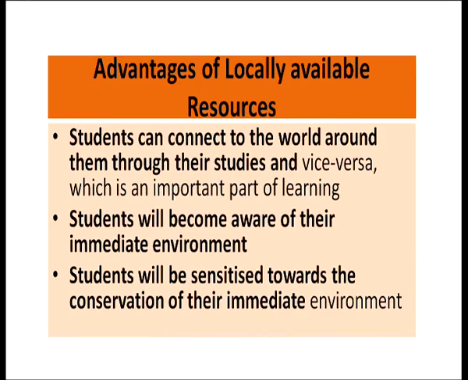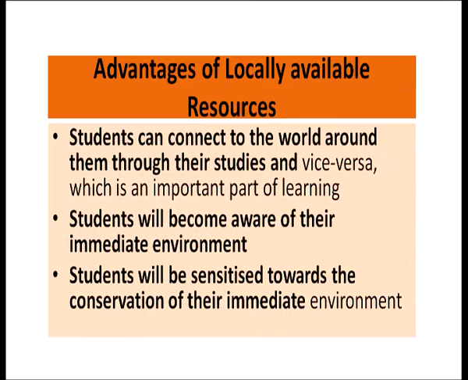So, the pond becomes an important resource and students are connected to that immediate environment. If they observe that people are throwing litter, they become sensitive towards it and can even start a campaign asking people not to litter around the pond because plastic and other things are going into the water, polluting the water and also affecting the life forms around the pond. So, it is very important to connect to the immediate environment, and locally available resources help students to do that.